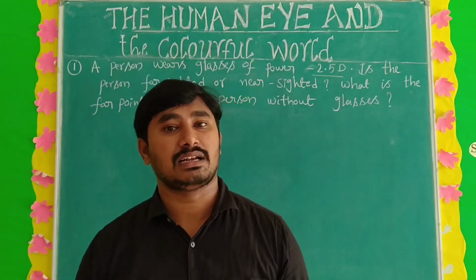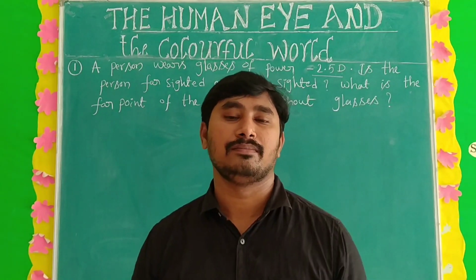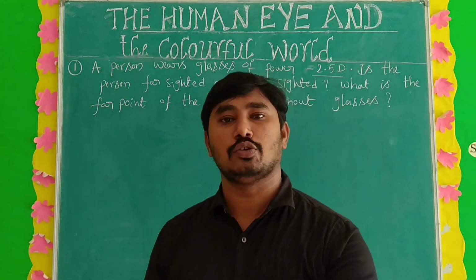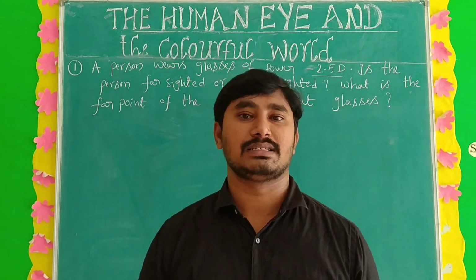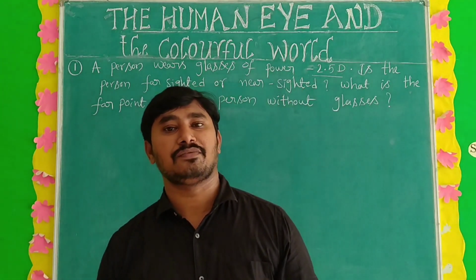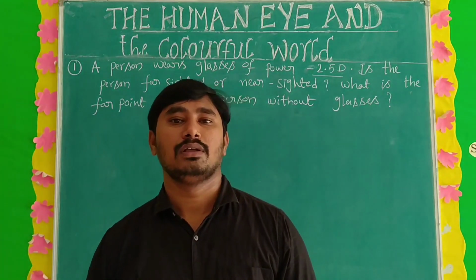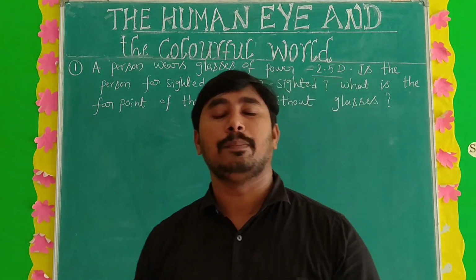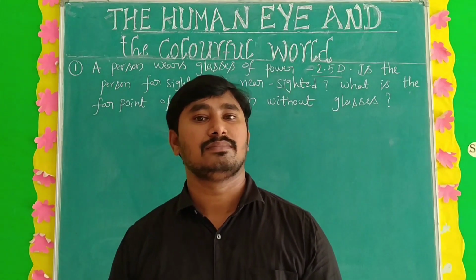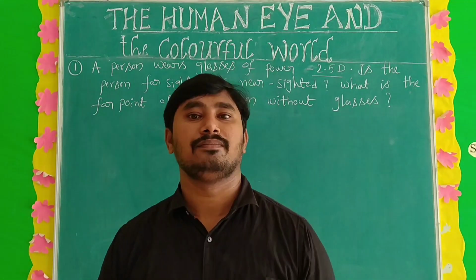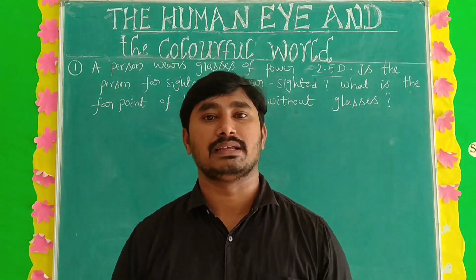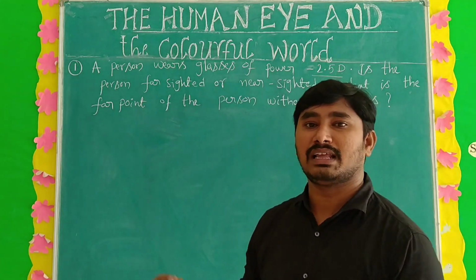So concave lens is the correction for myopia. Understand? And if the power is positive, that is a convex lens. So convex lens is the correction for hypermetropia. So here, the power given is negative power. The negative power indicates what defect here? Myopia. Understand? If the power is minus, the focal length is also minus.